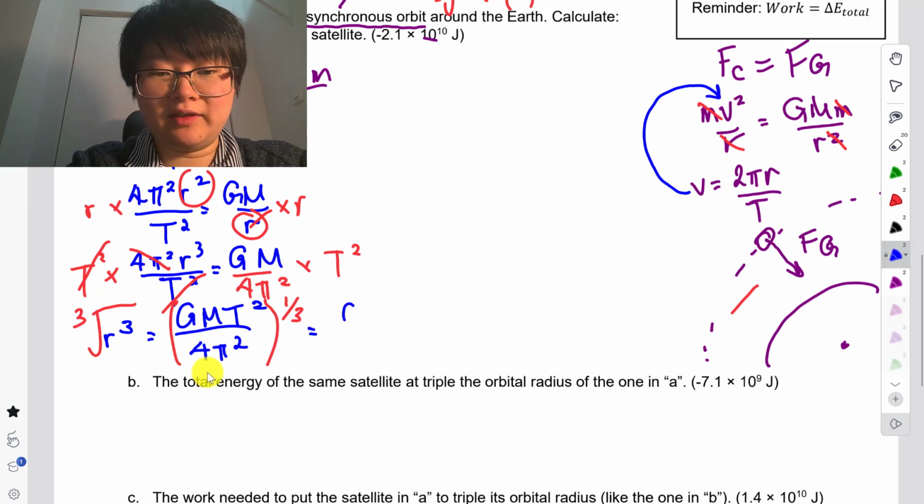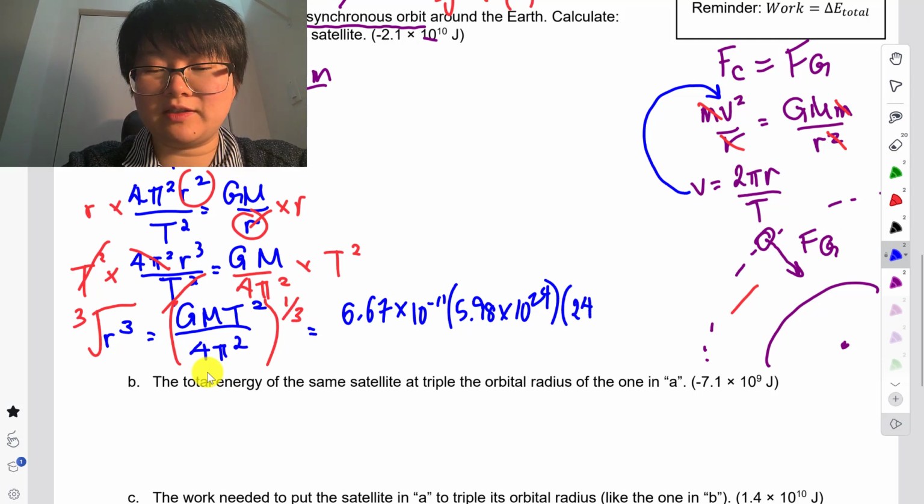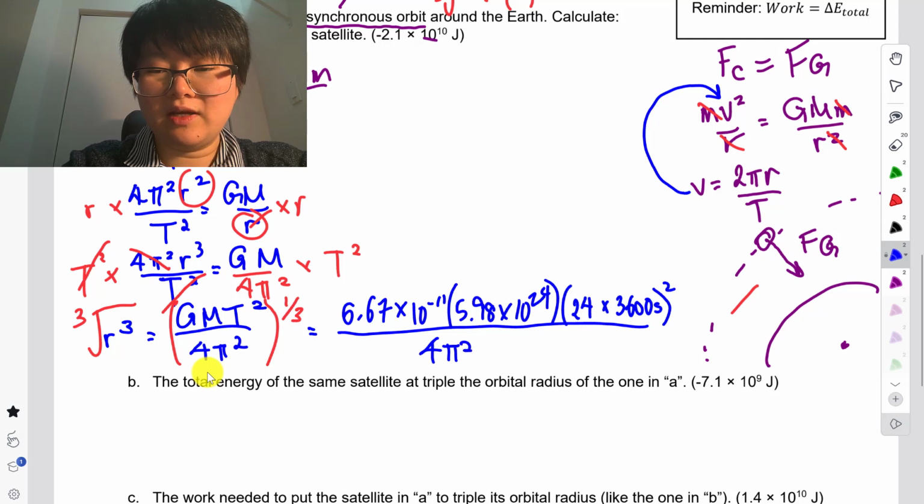Let's put this in our calculator. G, which is 6.67 times 10 to the power of -11. Mass of the Earth, 5.98 times 10 to the power of 24. And the period is going to be 24. It's technically 4 minutes less than 24 hours, but let's round it up to 24 hours times 3,600 seconds per hour. Don't forget to square this. Divide it all over 4 pi squared. And ultimately, we take all of these to the cube root.